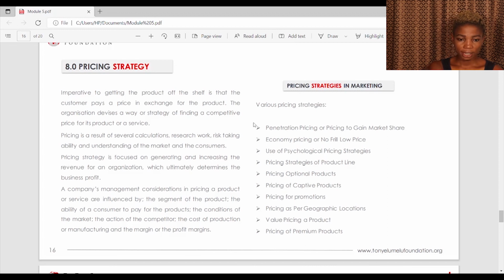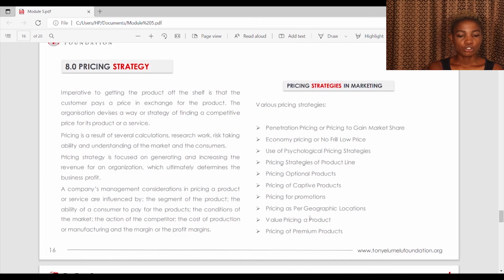Pricing strategies in marketing. Various pricing strategies. Penetration pricing, or pricing to gain market share. So you might want to cut down your price a bit so that you can actually get enough people from your marketplace to patronize you. Economy pricing, or no-frills low price. Use of psychological pricing strategy. Pricing strategies of product line. Pricing of optional products. Pricing of captive products. Pricing for promotion.